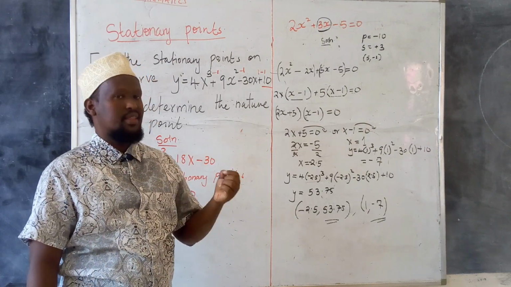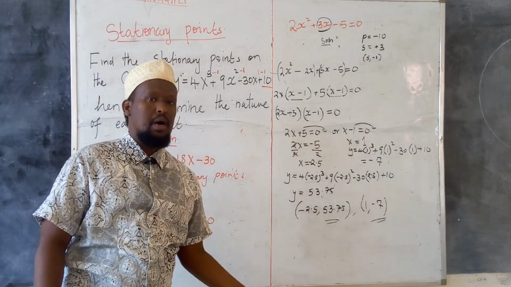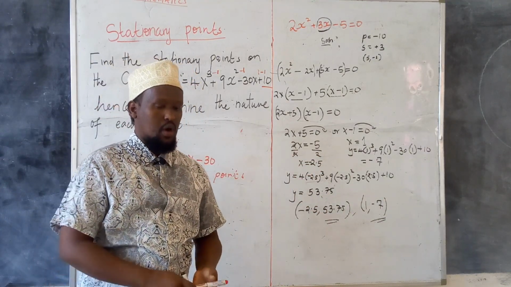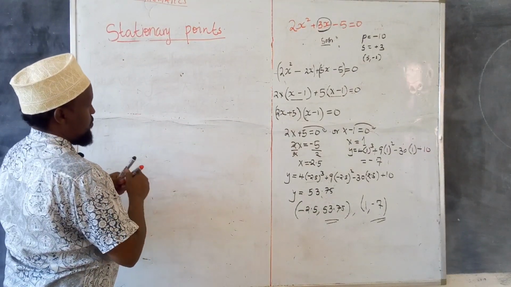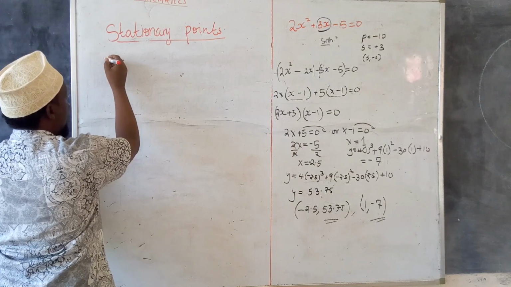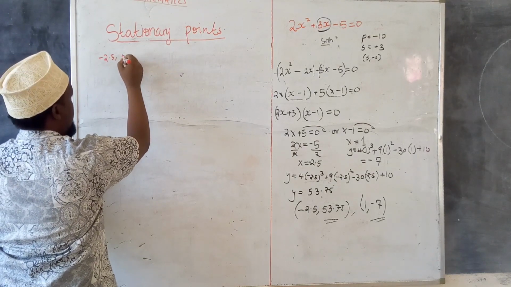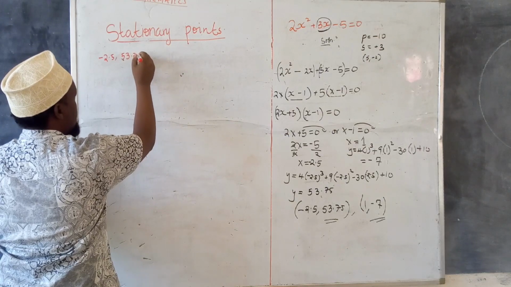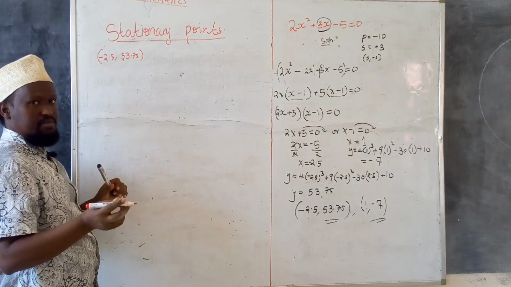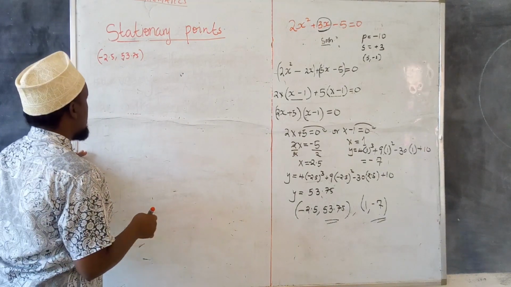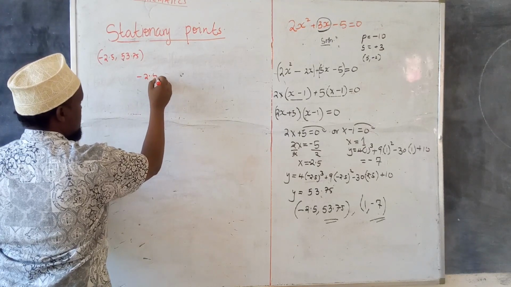to find the nature of these points, whether these points are maximum, minimum, or point of inflection. So we will start with the point (-2.5, 53.75). Let us check whether this point is either maximum, minimum, or point of inflection. So we'll start with x = -2.5.